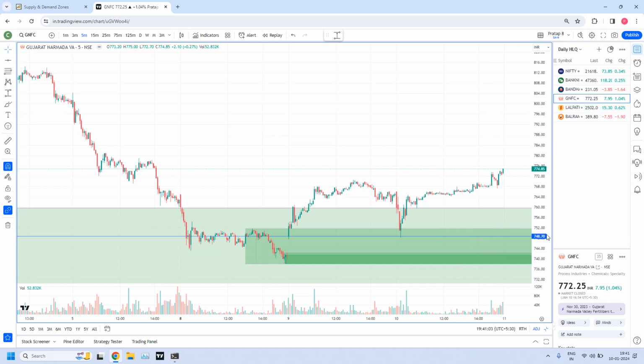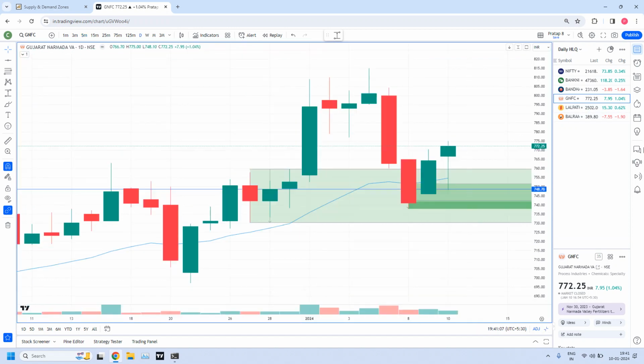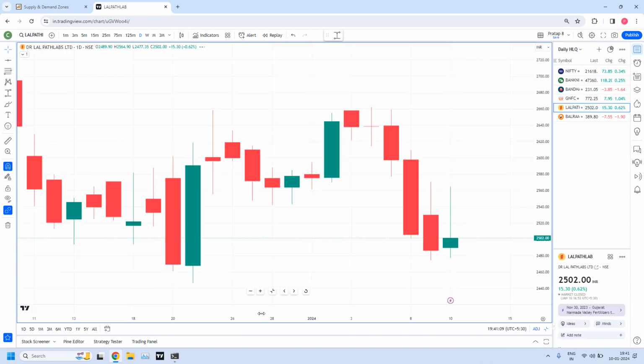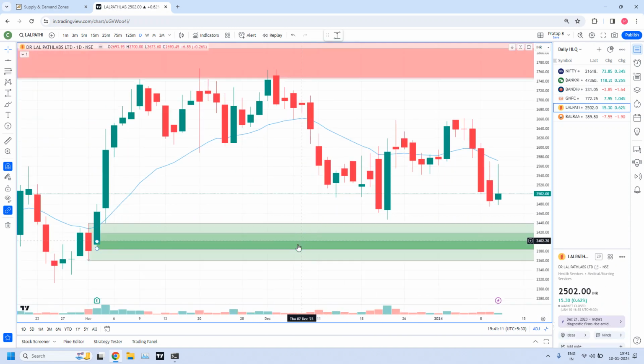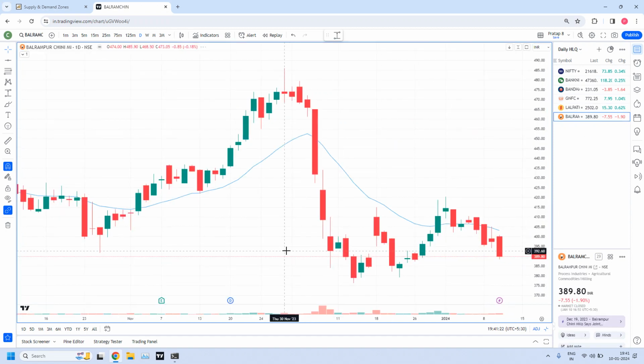And next one is Lalpat Lab. This is also a daily high liquidity zone. Prices did not enter into this zone today. This is what we already fine tuned, but prices haven't entered. So no trade. And the last one is Balrampur Chini.